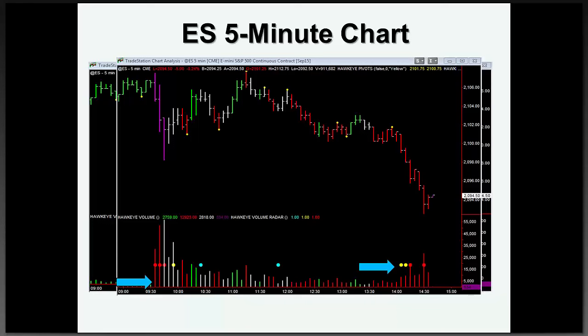Now, you might be looking at that chart as I talk and say, well, where those yellow dots are, those bars aren't high volume. Well, they are in comparison to the last 5 bars preceding, and that's what we're looking at. And that's where people who put a moving average over volume go totally wrong.